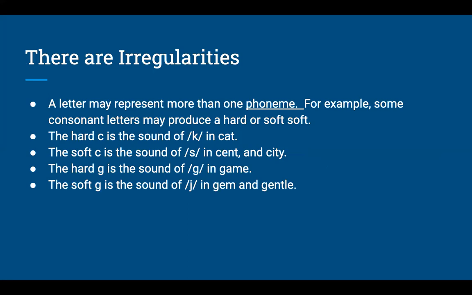There are some irregularities with consonants. A letter can represent more than one phoneme. So a letter can have more than one sound. For example, some consonant letters may produce a hard or soft sound. The hard C is the sound in cat. You hear k, at. The soft C is the sound of s in scent. So it's the same letter, but it's making the k and the s.